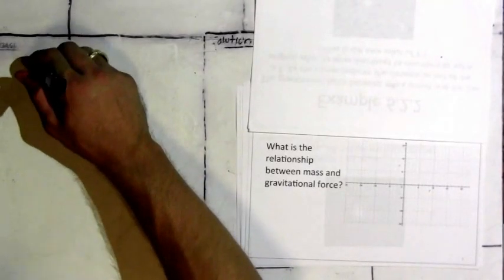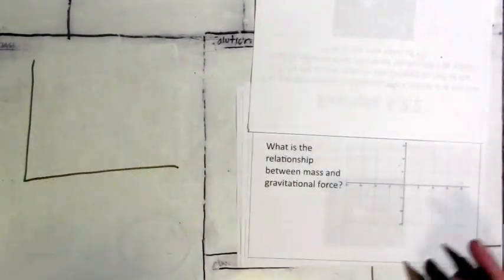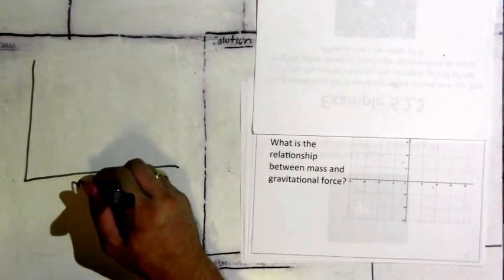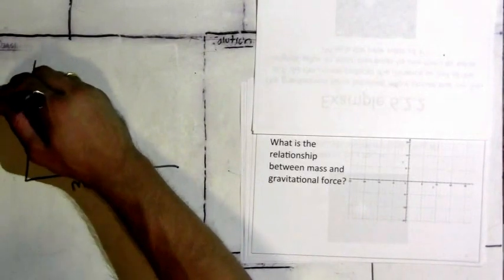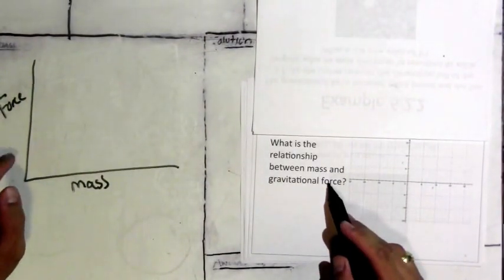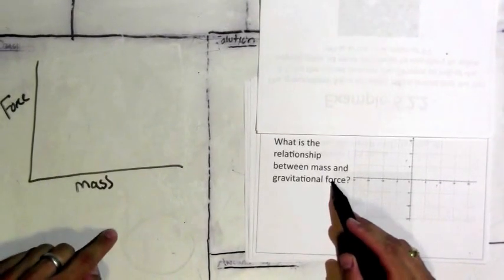Okay, and this question says, what is the relationship between mass and the gravitational force? So we graph these all the same way. We're just going to sketch them. We're looking at mass and its effect on gravitational force. So mass is going to go on the bottom and force is going to go on the y, because we're saying that gravitational force depends on the mass.